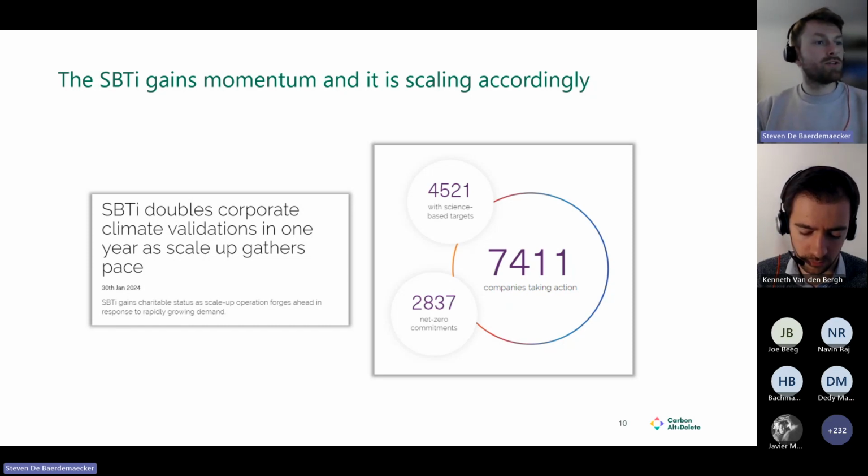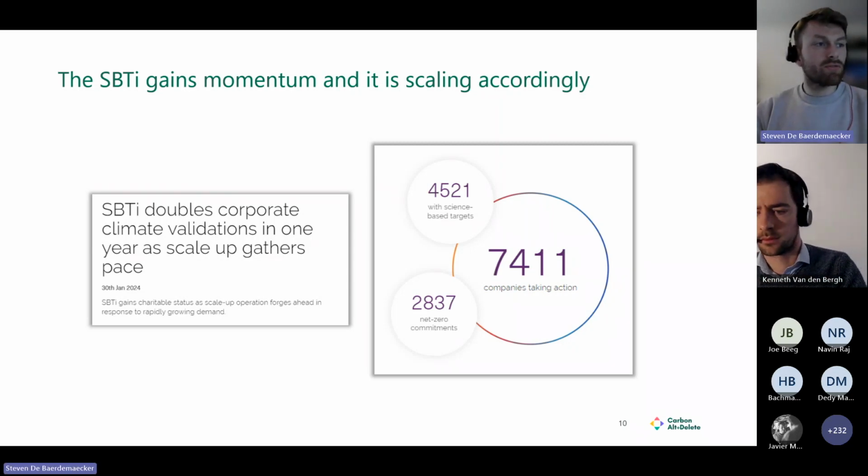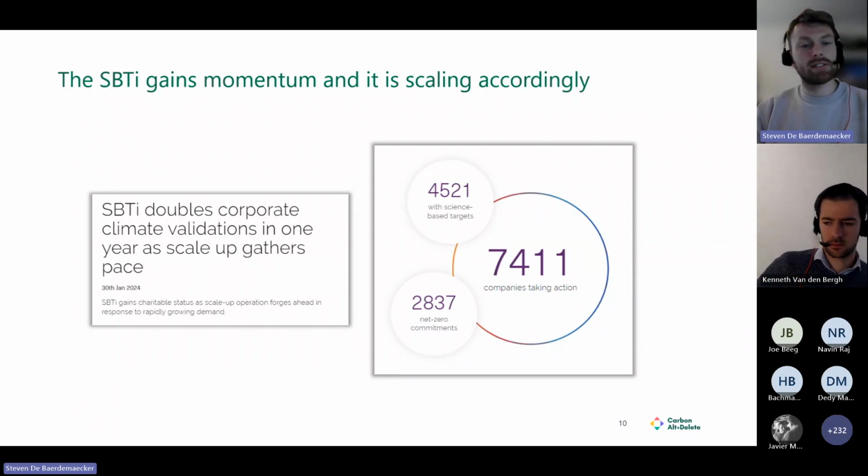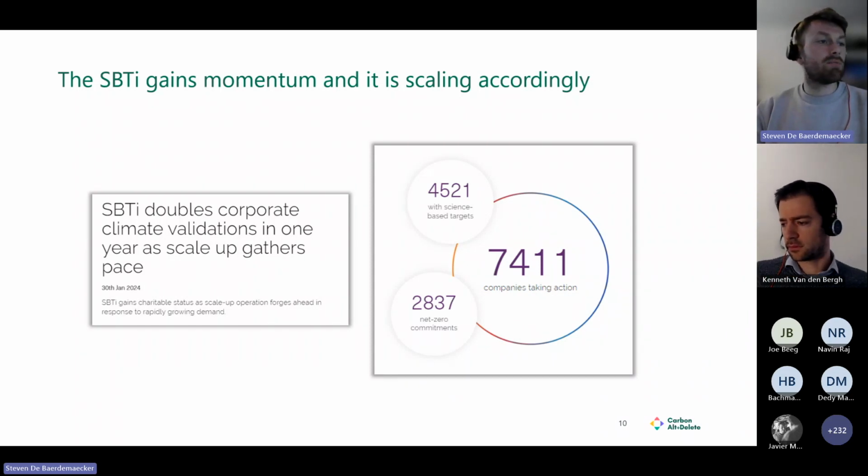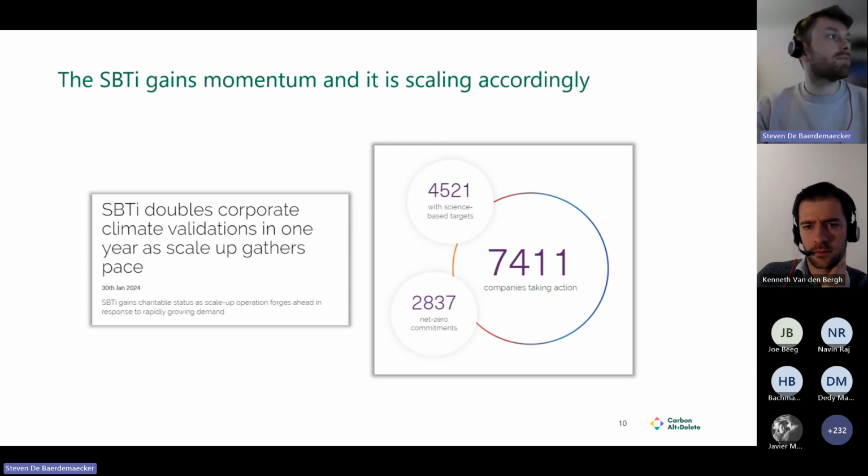Also important for you to know is that the SBTi is really feeling the momentum, feeling the sense that it gains momentum, and is really stepping up its capacity to keep up with all validation steps. You can find more information on their recent posts on their website, but it can be an important one to keep in mind that they're aware of their momentum and their increasing capacity.